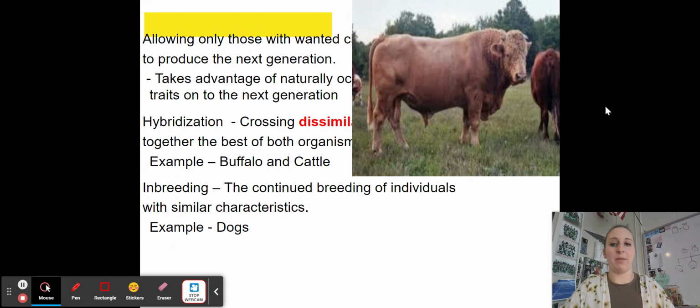So here's an example of a hybridization of a cow or cattle. This would be a bull and a buffalo. Notice how it has more of the head features of a buffalo or a bison, and then it has more of the body of the bull.